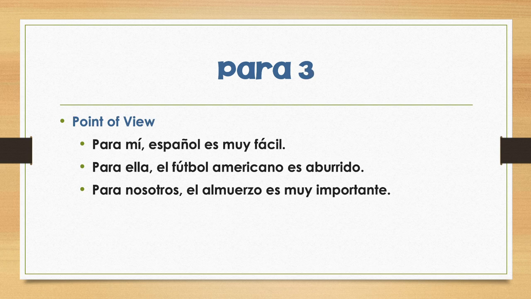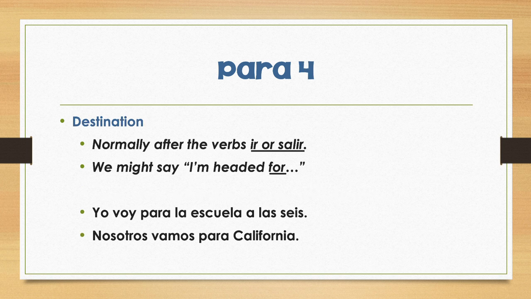One that you've probably heard before is that para is used as a point of view. Para mí, español es muy fácil. Para ella, el fútbol americano es aburrido. Para nosotros, el almuerzo es muy importante. A more creative use of para is that it can be for a destination. This is normally after a verb like ir or salir. And I like to think of it as we might say, I'm headed for, like we're headed for Vegas. So you could say, for example, yo voy para la escuela a las 6, or nosotros vamos para California.